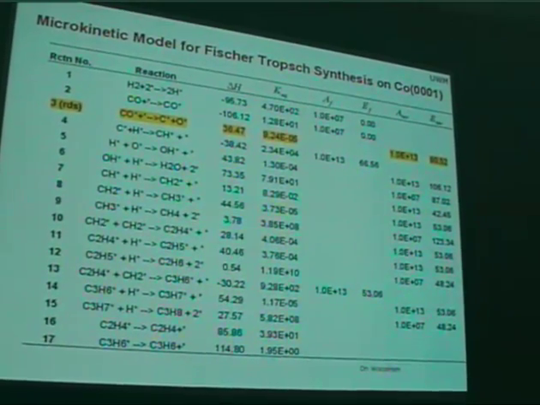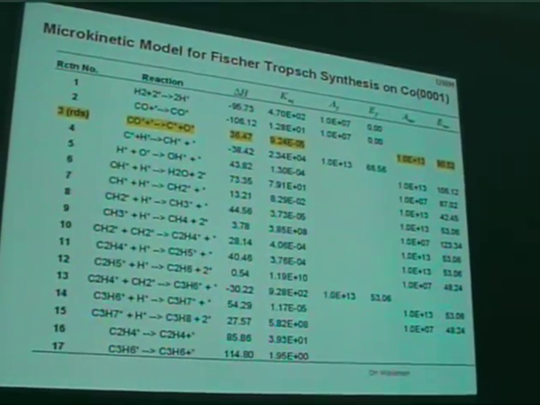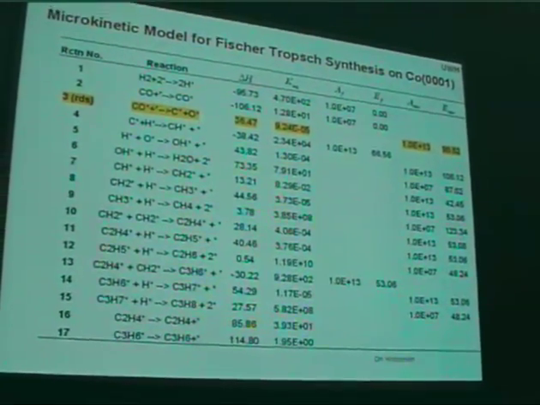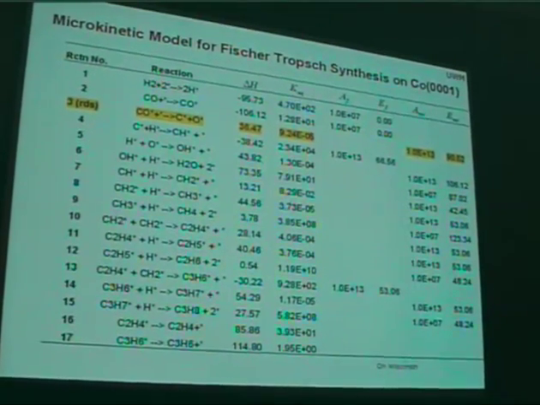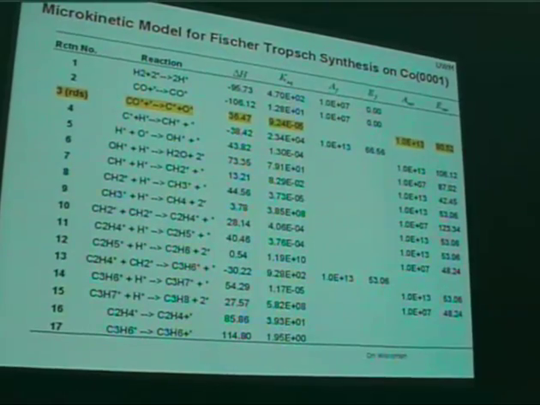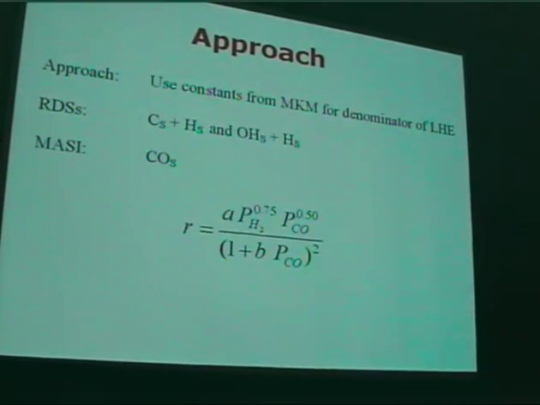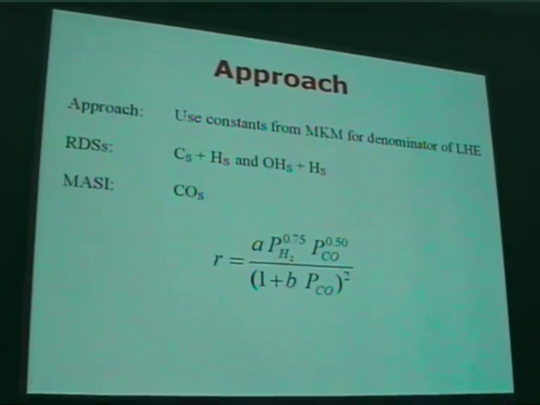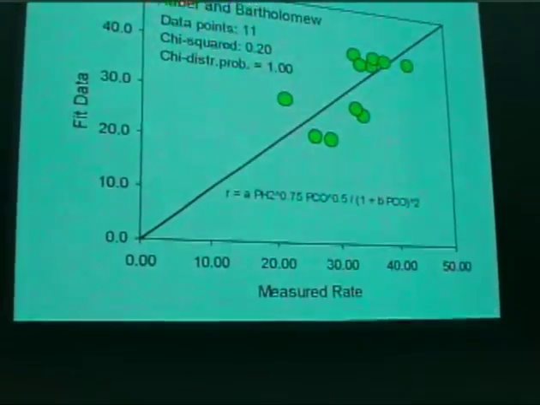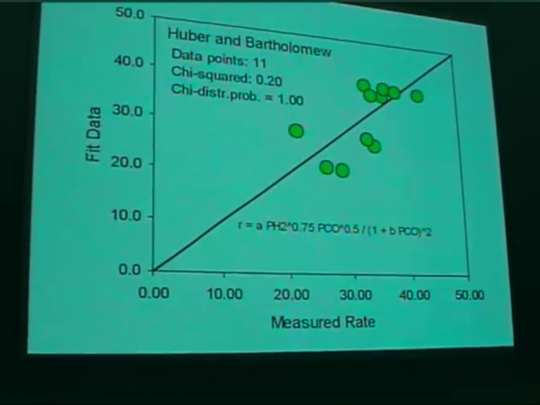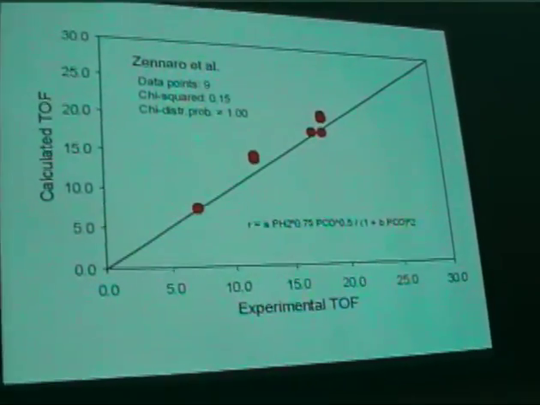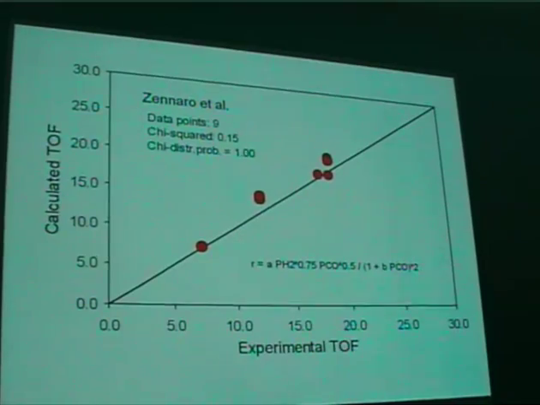So we did a little bit of a fix here, and we assumed that for the numerator, the rate determining step was still carbon hydrogenation, but that the most abundant surface intermediate is carbon monoxide, because CO dissociation is, after all, 2, and the chi-square distribution probability is 1. So we have a very good fit of the data. In fact, it's excellent.